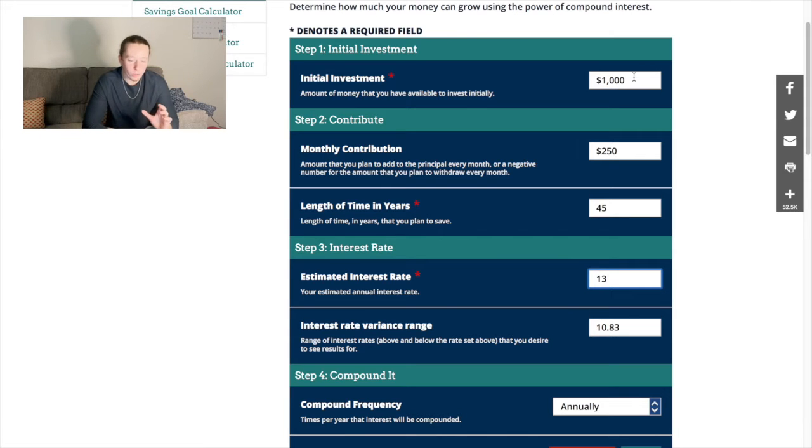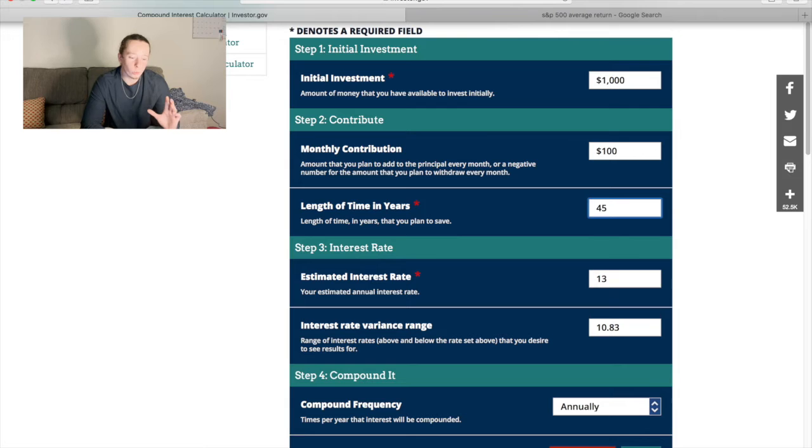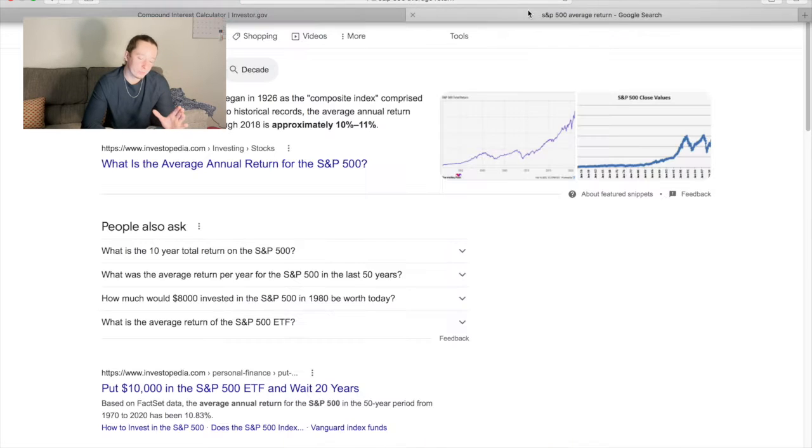So I'm going to throw in $1,000 right up here, 1,000, and on top of that, for the next 45 years, I am going to throw in $100 every single month into my investment portfolio. So there's my 100, and there's my 45. That's my 45 years. Now let's go and look at the S&P 500. What does it return? What's going to be our estimated interest rate? What is going to be our ROI per year?